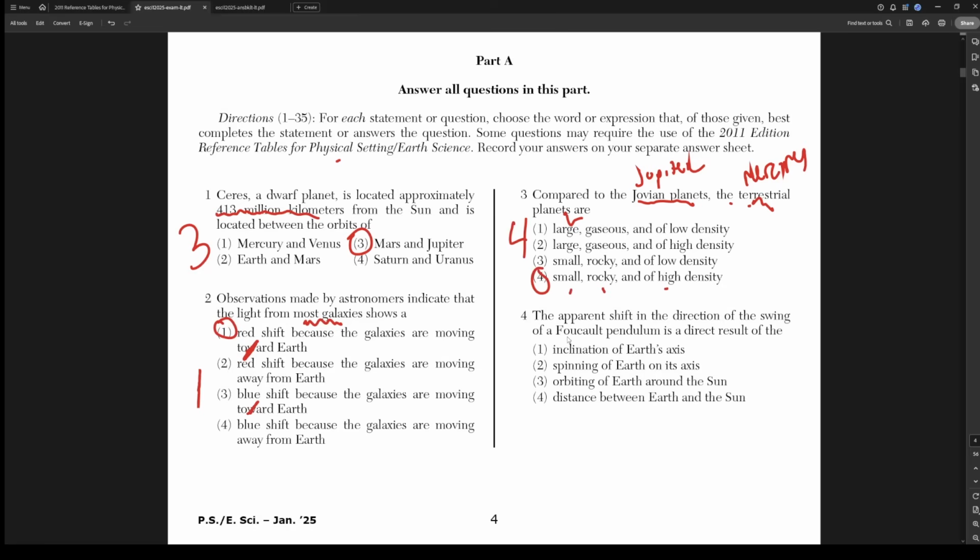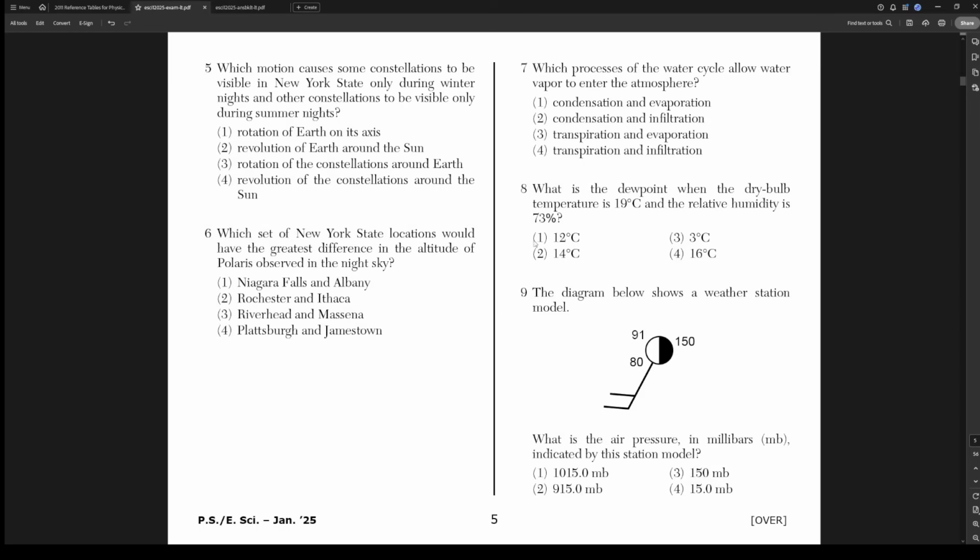Number 4. Listen, I don't even have to read this because I see the word Foucault pendulum and I know it's Earth's rotation, right? So I'm going to read it anyway. The apparent shift in the direction of the Foucault pendulum is a result of what? Yeah, spinning of the Earth on its axis is going to be the answer. That you have to remember, Foucault is for rotating.